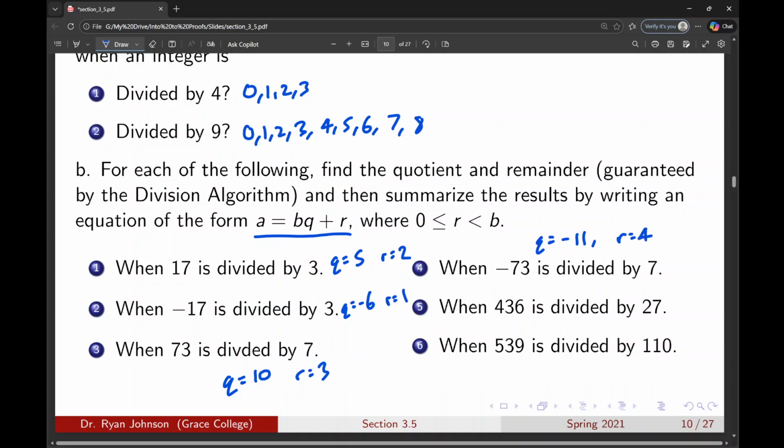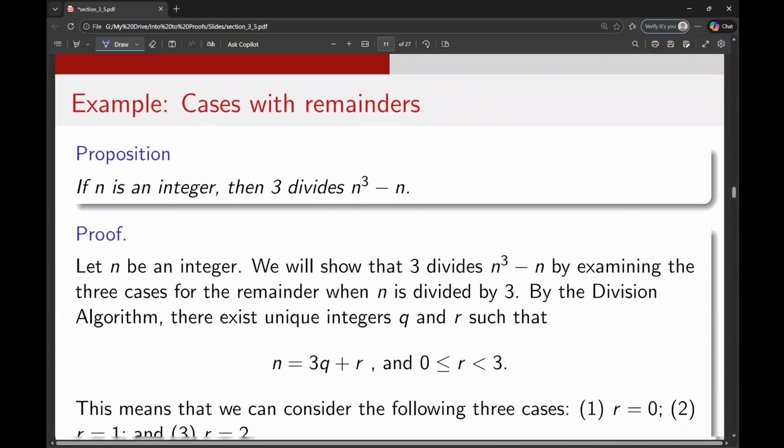Okay, and I'll leave these for you to ponder. The numbers can get bigger and you still have to figure it out. One way to do it is to use your calculator: the quotient is the integer part when you divide one number by the other, and then you can find the remainder after that.